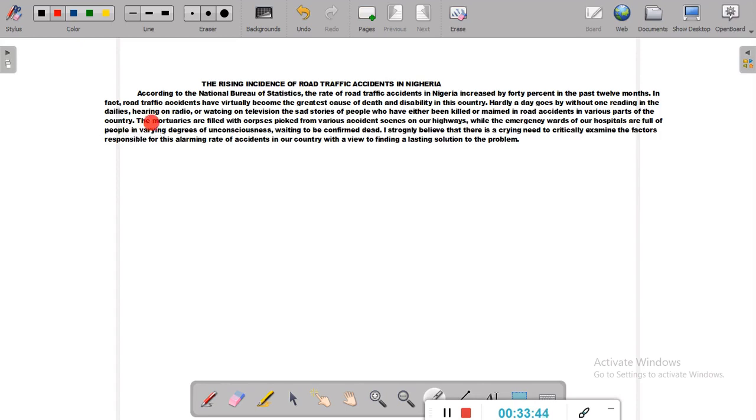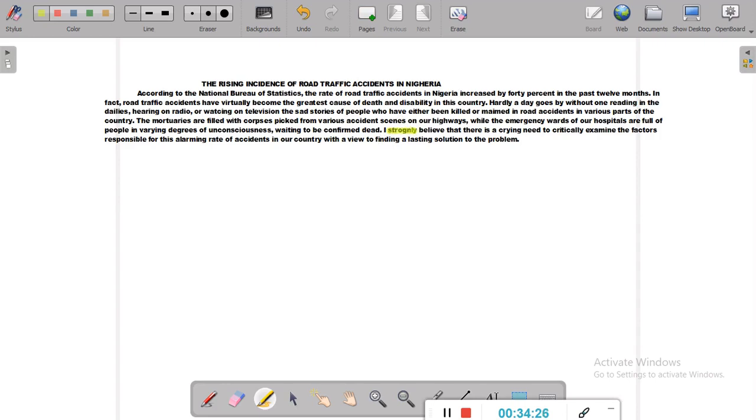Then we continue. The mortuaries are filled with corpses picked from various accident scenes on our highways, while the emergency wards of our hospitals are full of people in varying degrees of unconsciousness waiting to be confirmed dead. See, a greater picture of how serious the problem is. Now, having given this background information, then we come with our thesis, which I told you is essentially the most important aspect of the introduction.